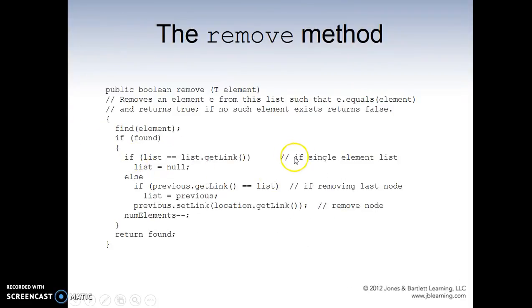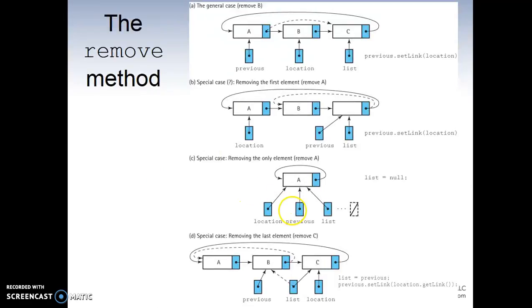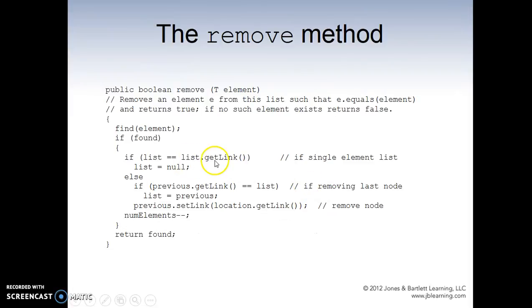So first, we check if it's a single element. If it is, then list equals null. And checking by list equals list.getLink, like I said, that's another way to check, besides looking at location equals previous equals list. You can also look at list.getLink equals list. Then that's the only element. Then list equals null. Else, that means it's not a single element.